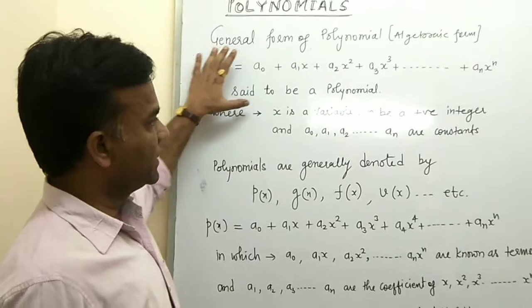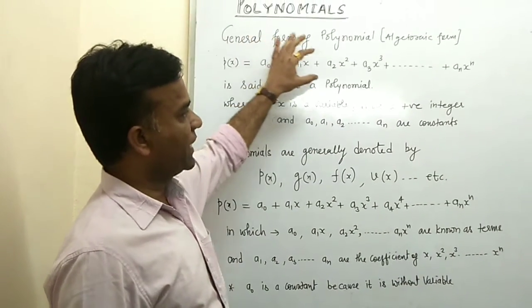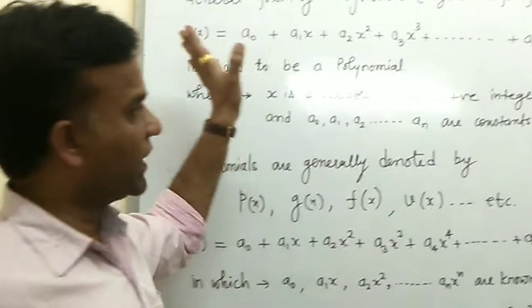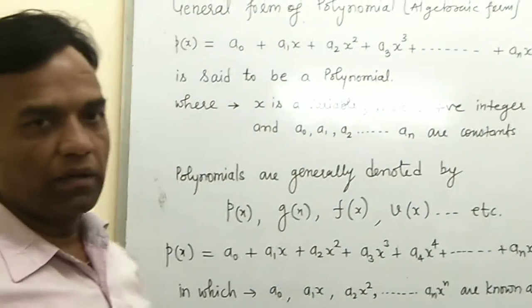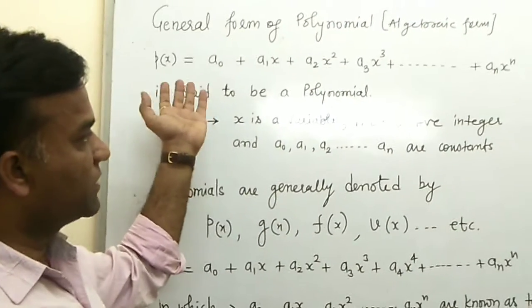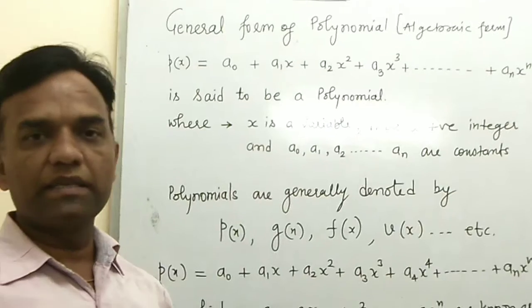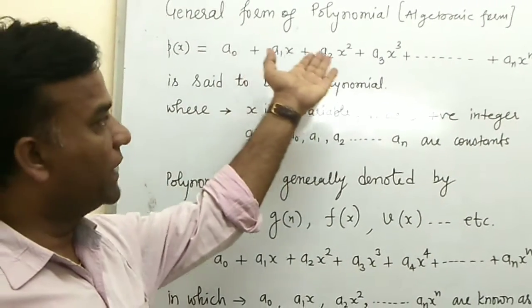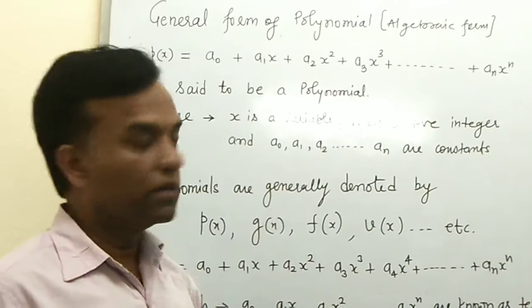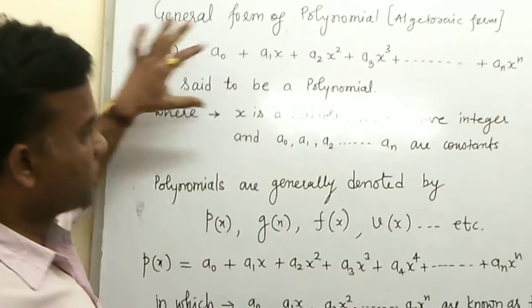Here we describe some terms like a0, a1x, a2x square and so on. We write them in this format. This is the general form of the polynomial, and we write it in ascending order, because first x to the power 0, then x to the power 1, then x to the power 2 and so on. So this general form is said to be a polynomial.